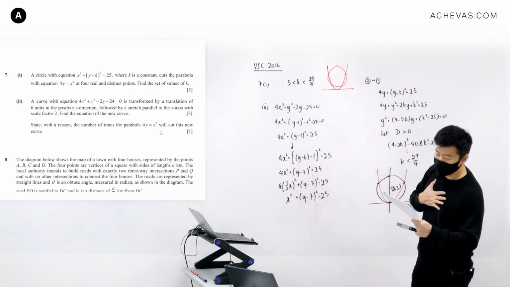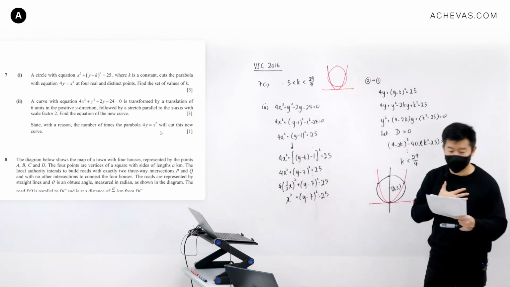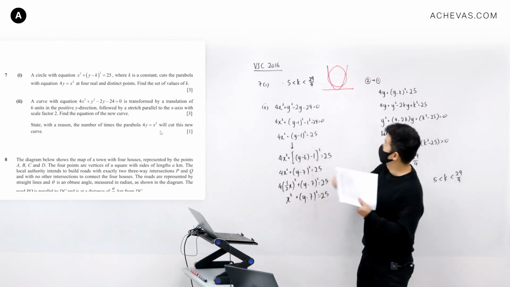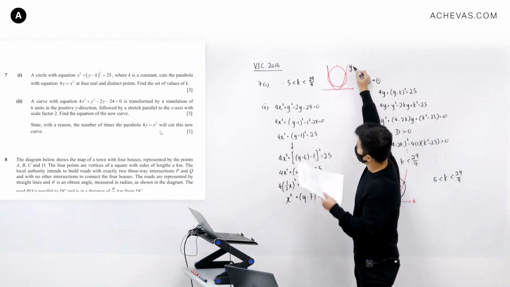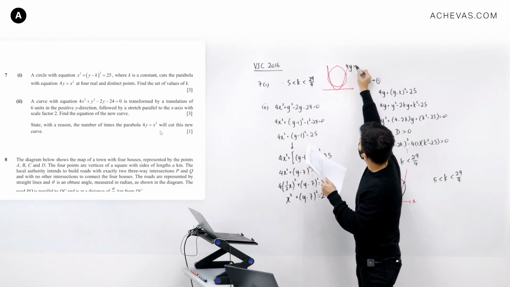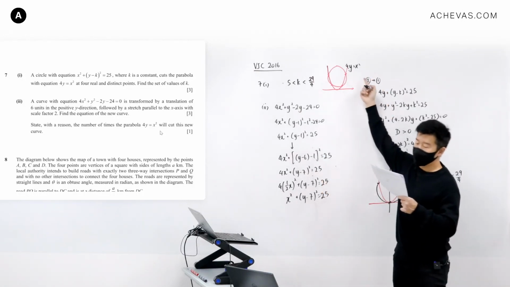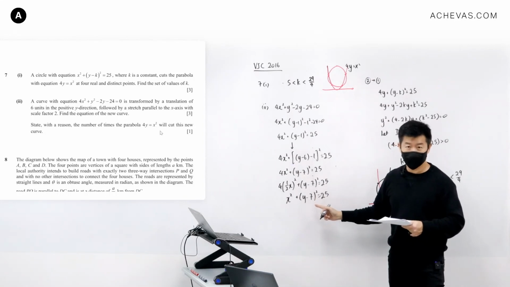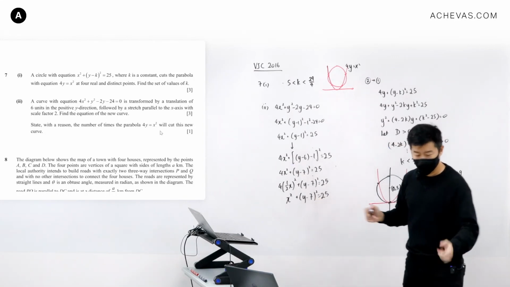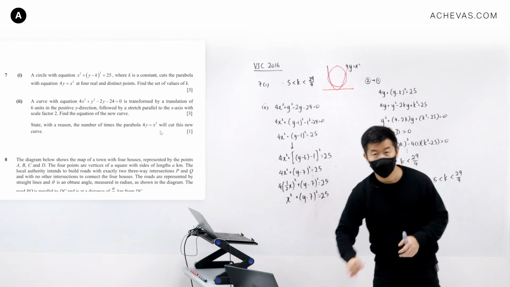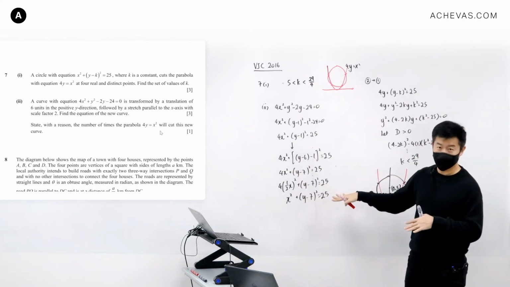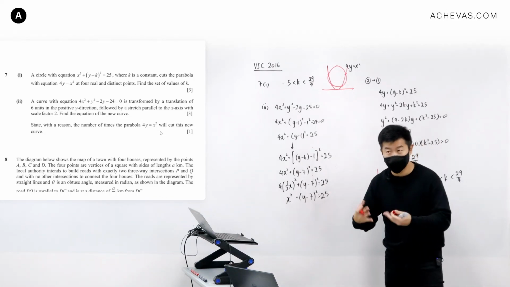So the question ends off with: state with a reason the number of times that the parabola 4y is equal to x squared will be cutting the new graph. So from here, it's not that difficult. This one is easier already. But from here, we need to do some inference.